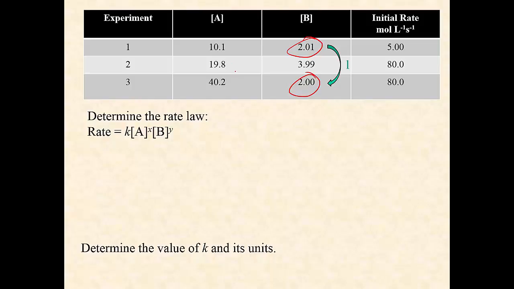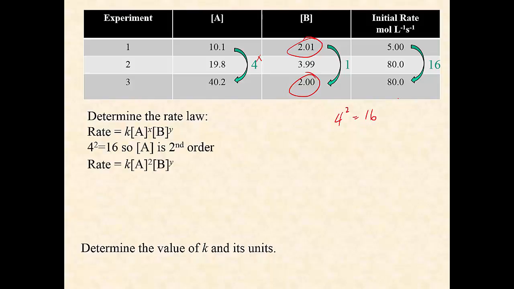Between trial 1 and trial 3, you quadrupled your rate. So then you have to say, okay, what happened here? So 80 divided by 5, that's a 16. So 4 to what power will give you 16? Well, 4 squared is 16. That's telling you that A is second order. Okay, we figured out one of them.